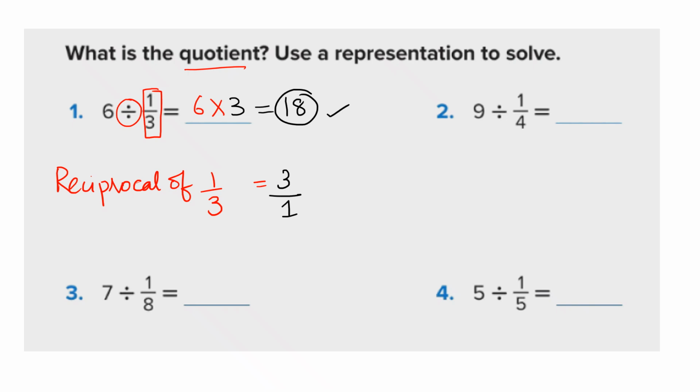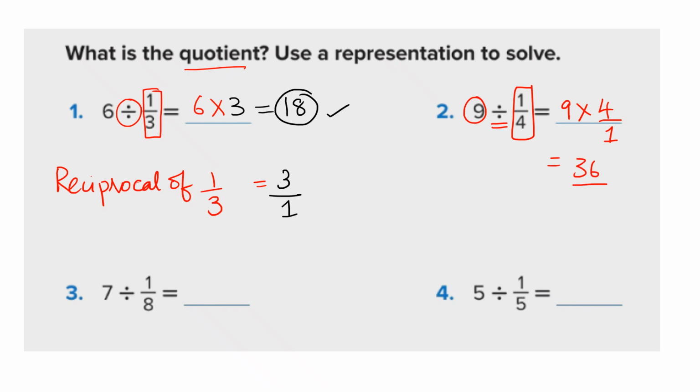Let's use the same method for the next question. 9 divided by 1 over 4. Now this is fraction. So I can change division to multiplication and flip this. So numerator becomes denominator, denominator becomes numerator. If I want to find reciprocal, so 4 over 1. So 9 times 4, multiply. It's going to be 36.